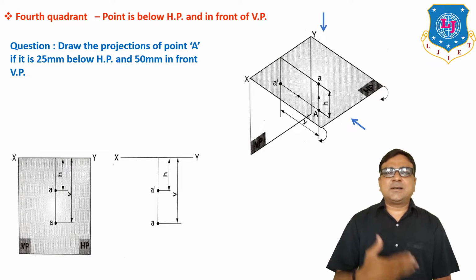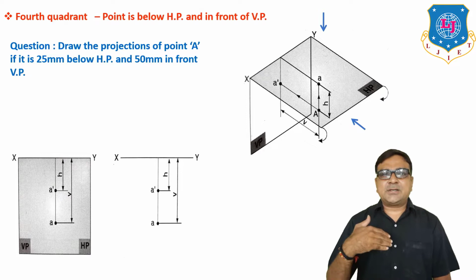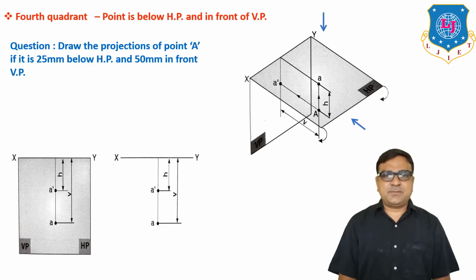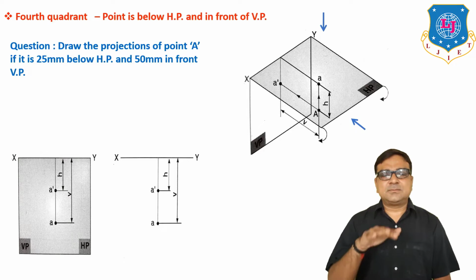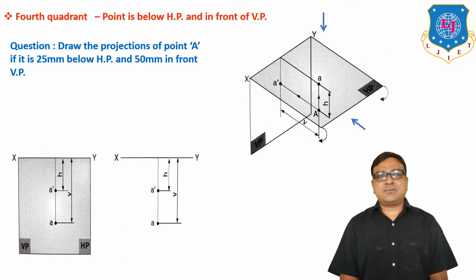When the point is in the third quadrant, its front view will be below XY and its top view will be above XY. And when the point is in the fourth quadrant, both the projections, front view and top view, are below XY. Okay. So thank you very much for watching this video.